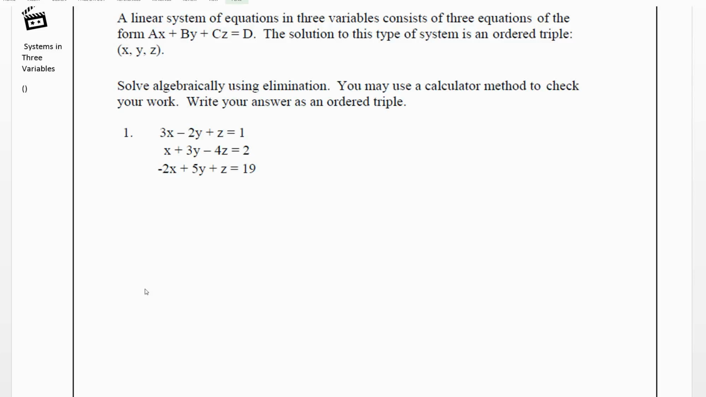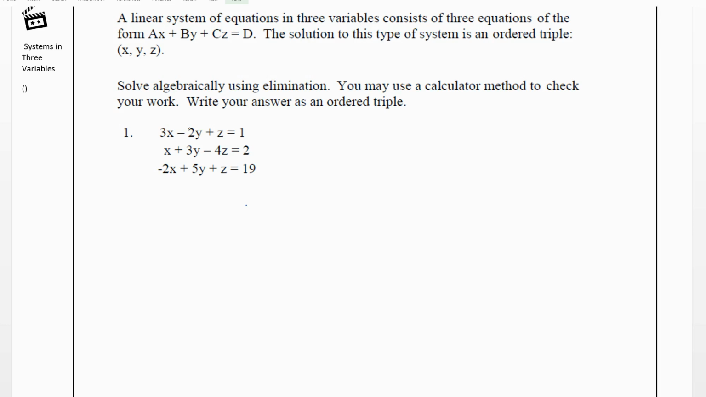Okay, now that you've learned how to solve systems of equations in 2 variables, we're going to look at systems of equations in 3 variables. Now we're going to have x, y, and z. And we're going to solve it by hand. We're going to use elimination.